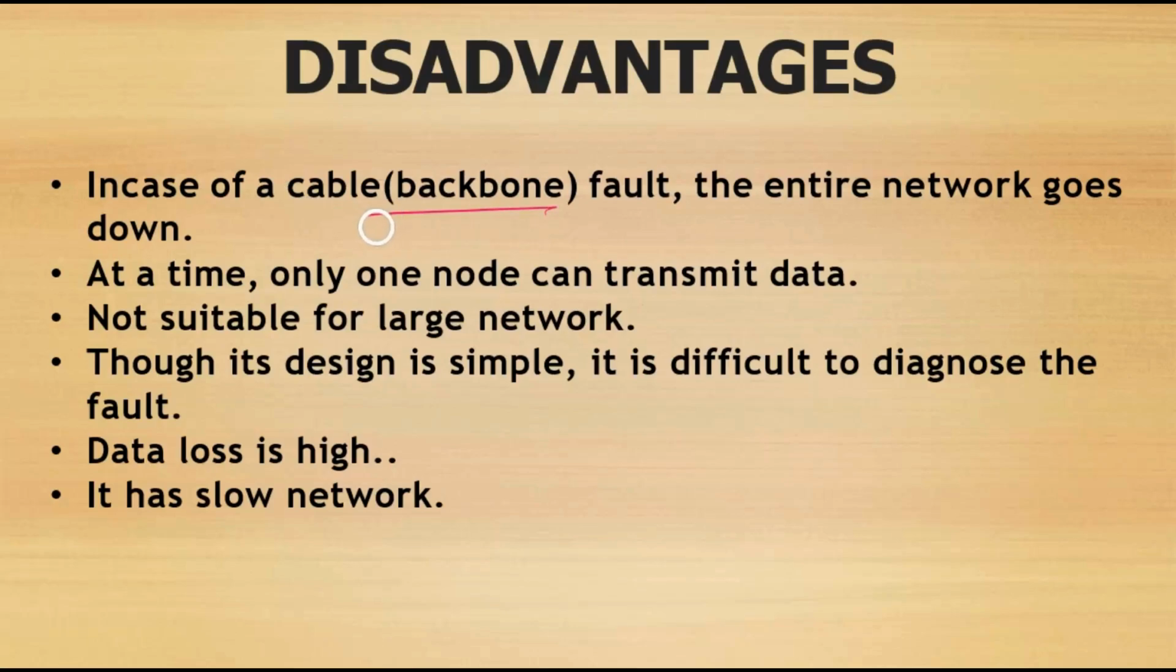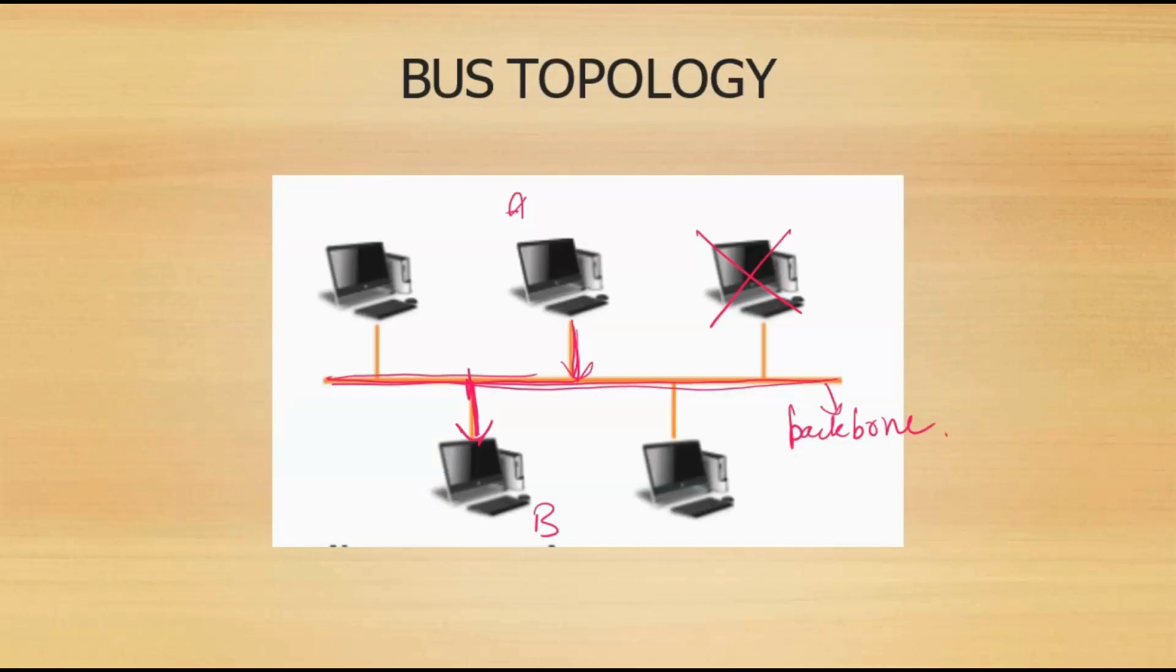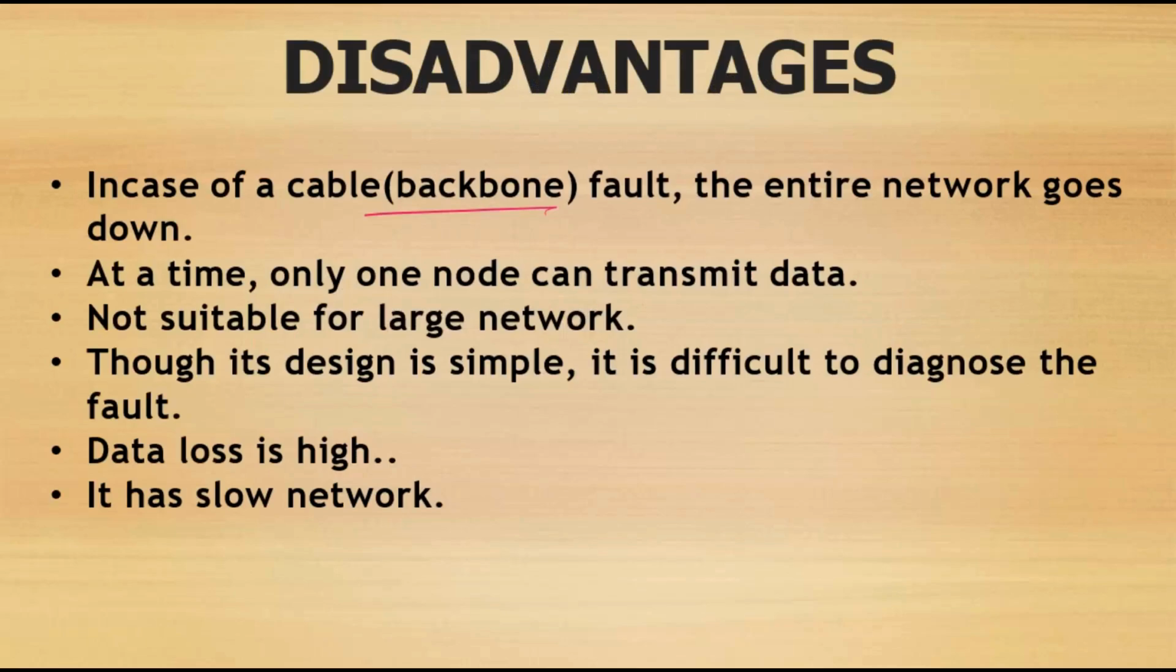When coming to the disadvantages, in case of a cable backbone fault, the entire network goes down. The backbone here is a very important thing to send messages to and from the computers. But if this backbone fails, what happens? We cannot send messages from here to here or here to here. So in case of a cable fault, the entire network goes down.